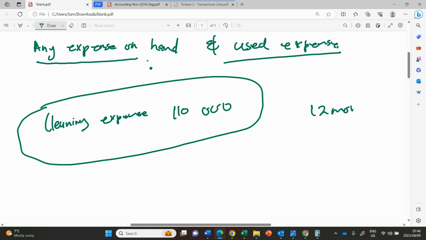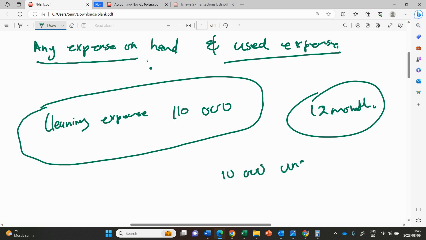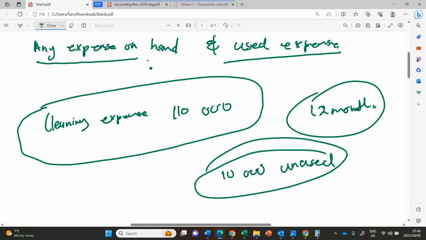Like, expense is something that you're going to use for a period of 12 months. But at the end of the year, they are saying, no, we didn't use the whole expense of 110,000. Maybe we are having some other brooms that were not used. They are worth 10,000. They are unused. So if we are saying this is unused, it means it's on hand.